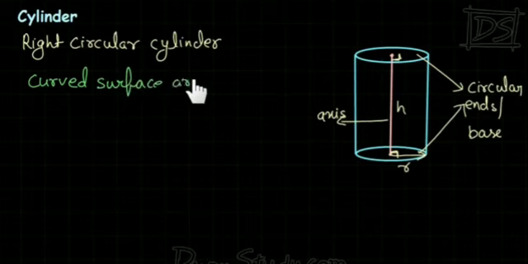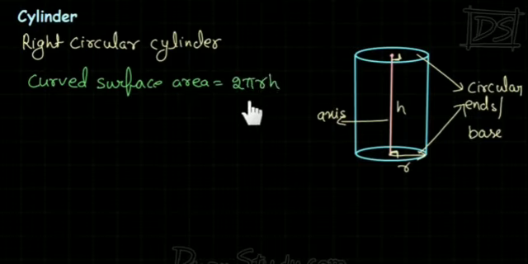As the cylinder has a curved shape, we will find the curved surface area of a given cylinder, that is 2 pi r h. 2 pi r is the circumference of the circle and h is the height. So dear students, easily we can find the curved surface area of a cylinder, that is 2 pi r h.